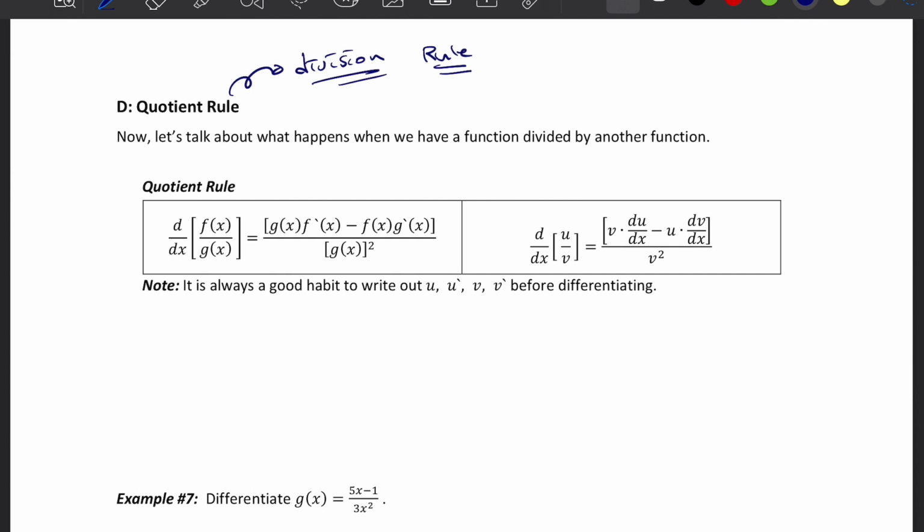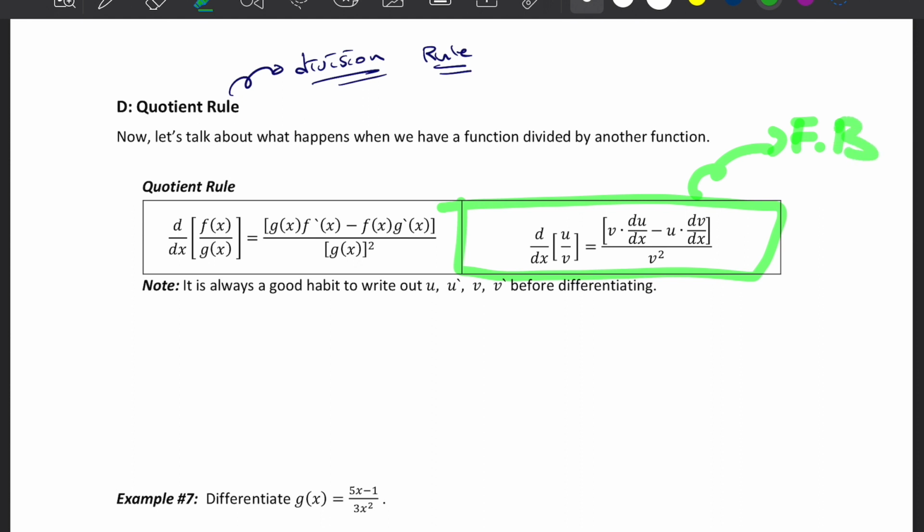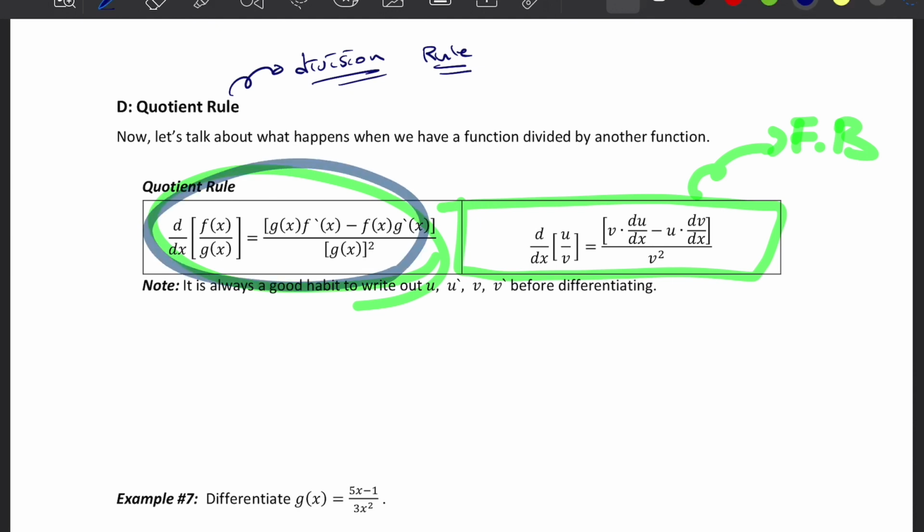Okay, so let's talk about the rules. The one on the right hand side is again in your formula booklet, and I also included a simplified version on the left hand side. Let's say we have function y, and if this function has a fraction with a numerator and a denominator like this, then if we have a function divided by another function, we have to use the quotient rule.